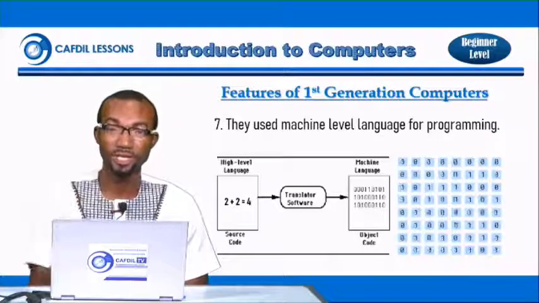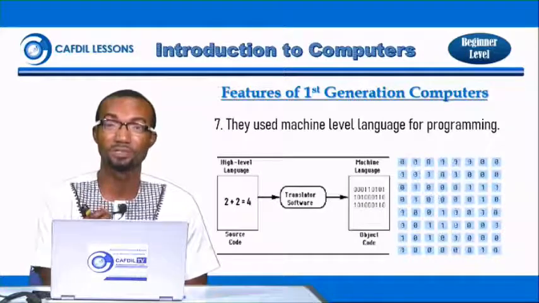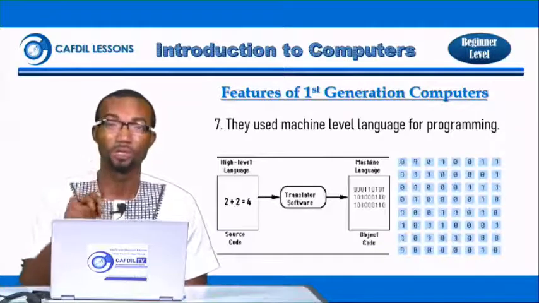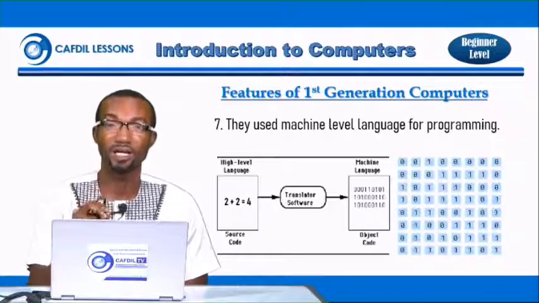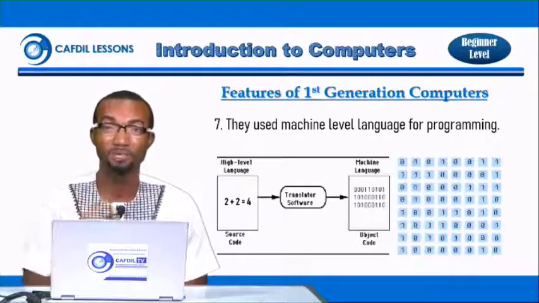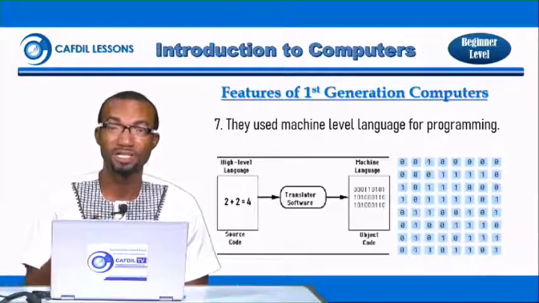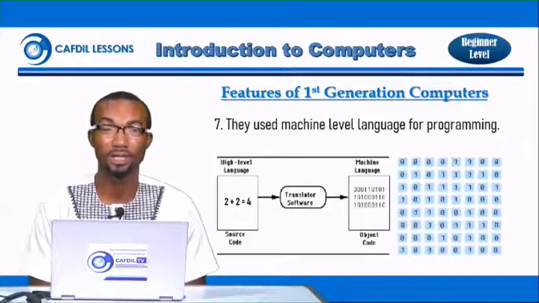So if you type A, the computer will represent it with 8 numbers, zeros and ones. Even a full stop on the keyboard is represented by 8 binary numbers, and these zeros and ones are called binary numbers. So computers use machine language for programming, and that is how the machine language looks like.